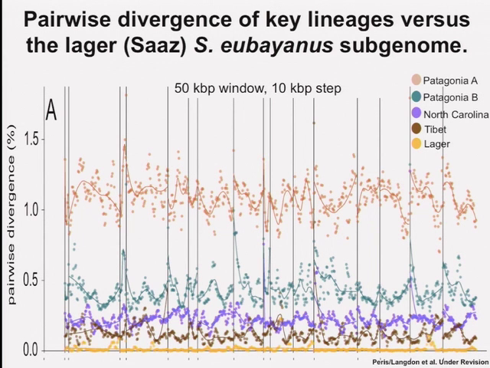And then what we see is the Tibet and North Carolina strains are close to each other, but we can see the source of that signal. The majority vote clearly is that the Tibetan strain is closer, but we can start to see some parts of the genome where maybe there's a bit of a different signal.